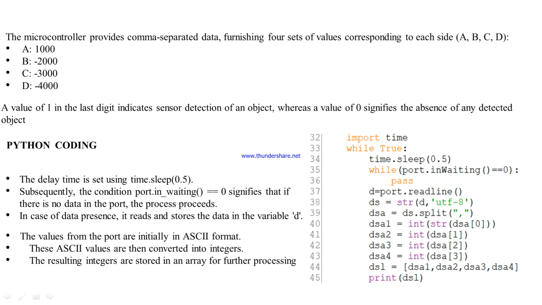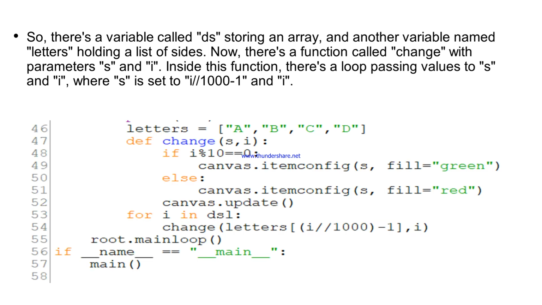So the 0th position of the array is stored as the first value, the first position is stored as the second value, and so on. Here you can see the list, how it is stored, and we are printing the DSA1. Now we are declaring a variable called letters, and storing a list of sides such as A, B, C, D in it.